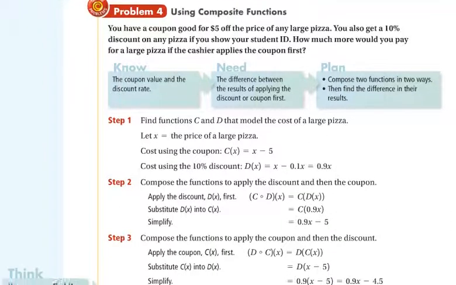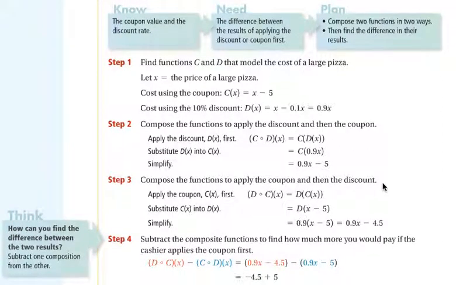If we do it the other way and apply the coupon first and then the discount, the c is closest to x, so it's d of c of x, and c of x is going to be x minus 5, and then we're going to take that and put it right here in this box, and multiply that by 0.9. We can distribute right here because there's no exponent, and we get 0.9x minus 4.5.